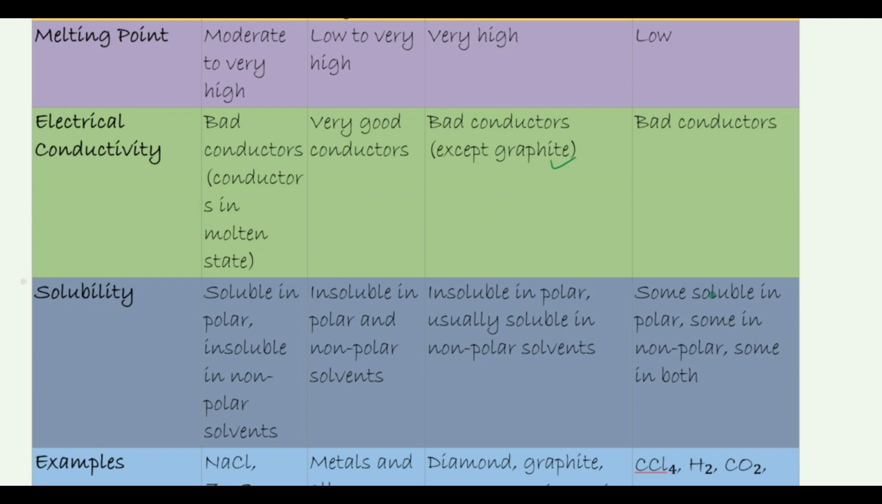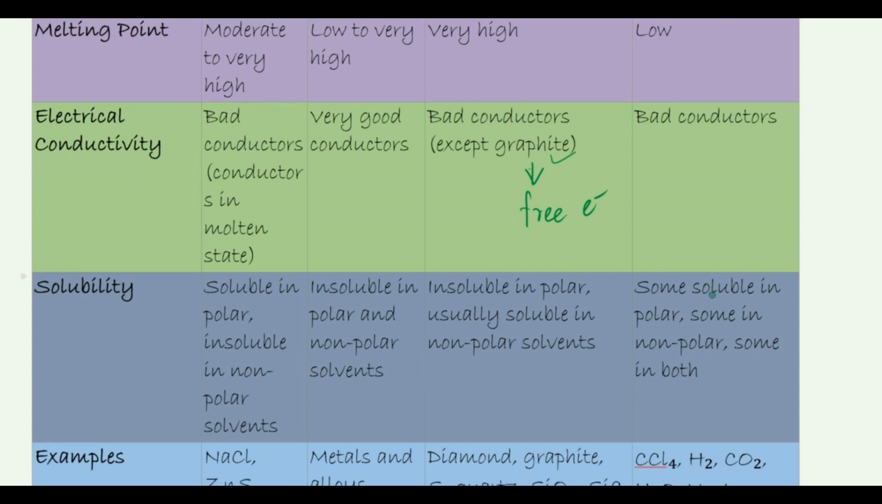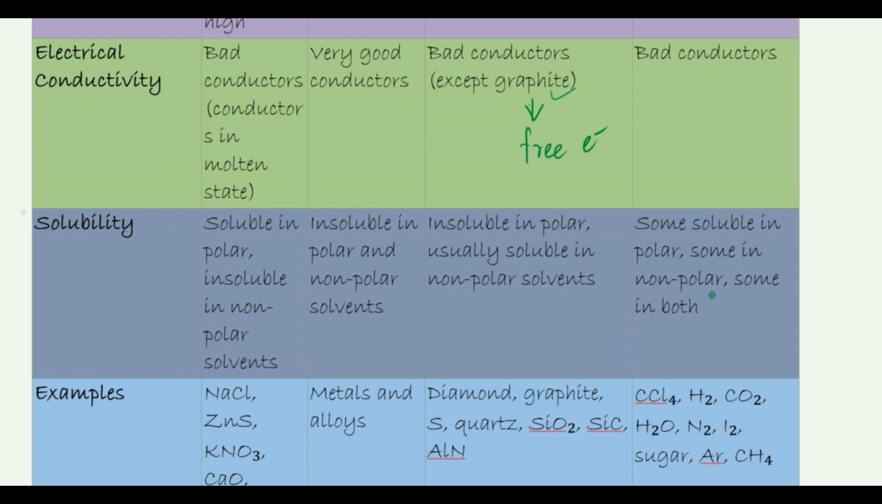Why? Because graphite has free electrons in it. This is an important question. Why is solid diamond not conducting electricity, but graphite is conducting electricity? Because of the free delocalized electrons.